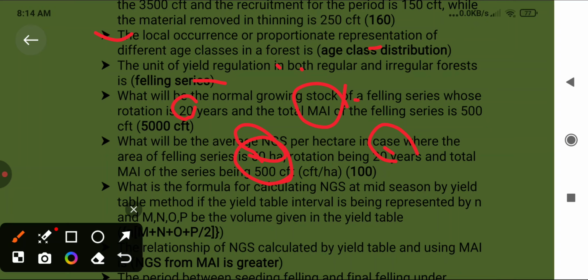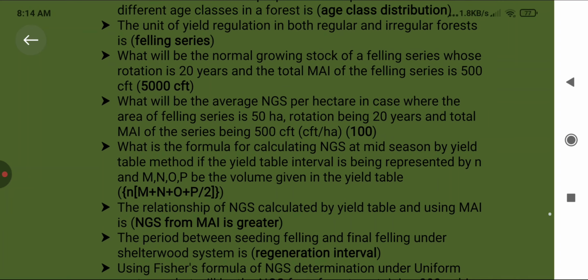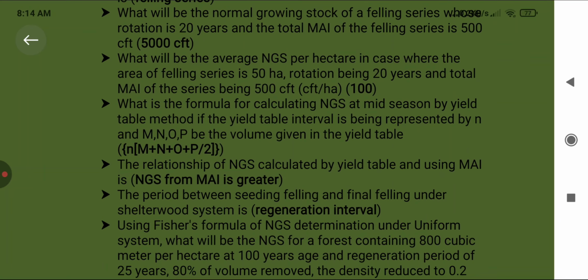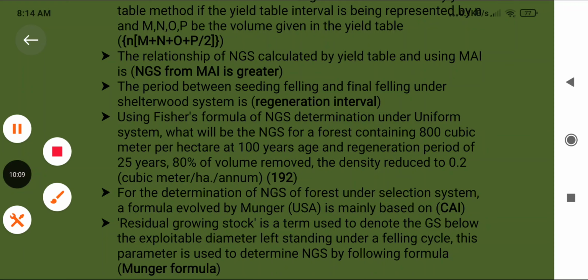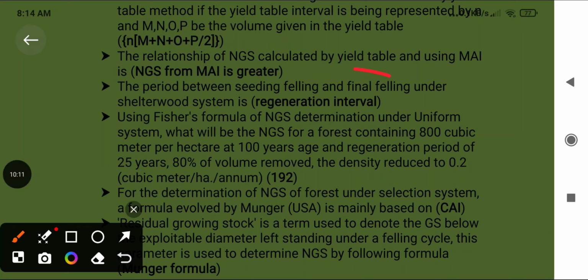So what is the formula for calculating normal growing stock at the mid season of yield table method? If the yield table interval is being represented by n, and M, N, O, P be the volume given in the yield table, M, N, O, P by 2. And the relationship between normal growing stock calculated by yield table and using MAI is: normal growing stock from MAI is greater.